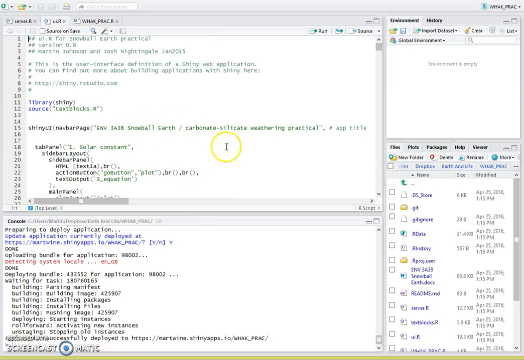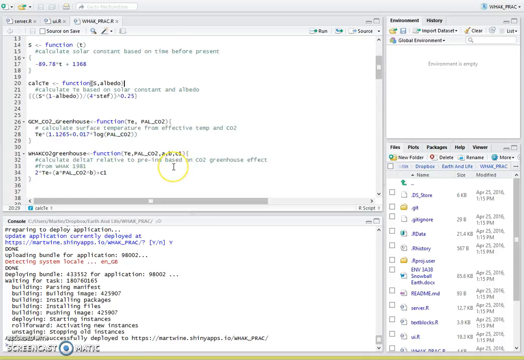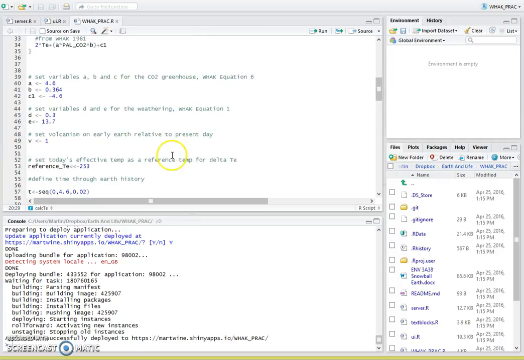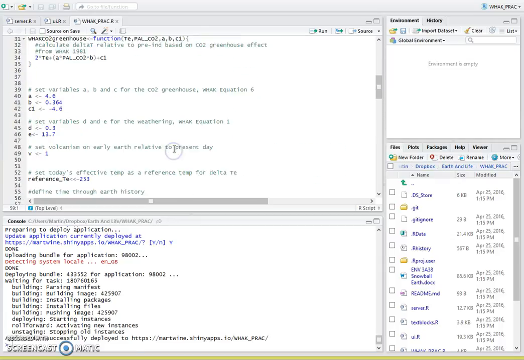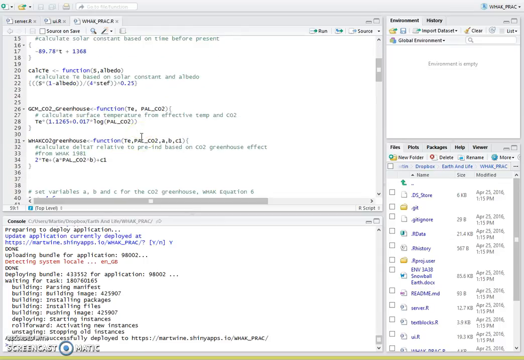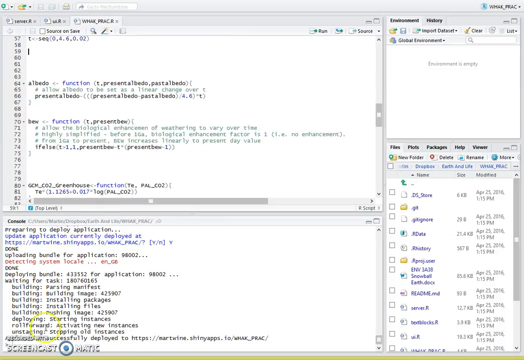UI.r, which is the user interface component, and in this case it's called whackprac.r because that's the short name for the practical, and in this case contains the science stuff. So the science is described as a series of functions that can be called in a nested fashion, and what the model does is effectively calculate global temperature on the basis of a set of conditions and feedbacks, one of which is the carbonate silicate weathering feedback, understanding of which is one of the key learning outcomes for this exercise that this model is used for.